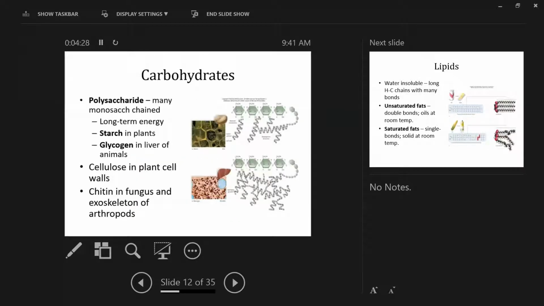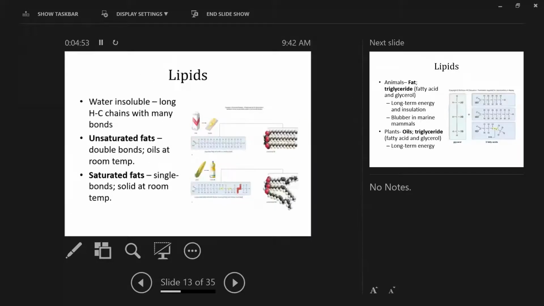To store energy in a long-term form, we can make polysaccharides, which are large chains of sugars linked together. Plants store energy in the form of starch. Animals, mammals, store energy in the form of glycogen in the liver or in the muscles. The cellulose in plant cell walls is also composed of carbohydrates. The chitin in fungus or the exoskeleton of arthropods is a long carbohydrate.